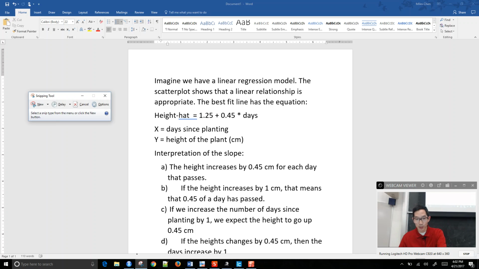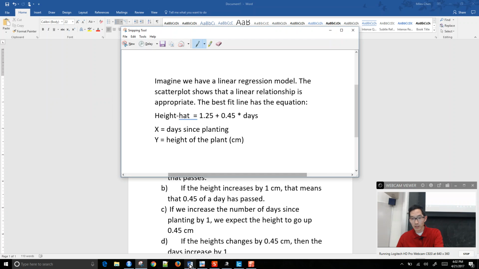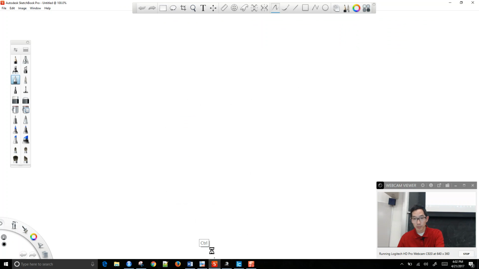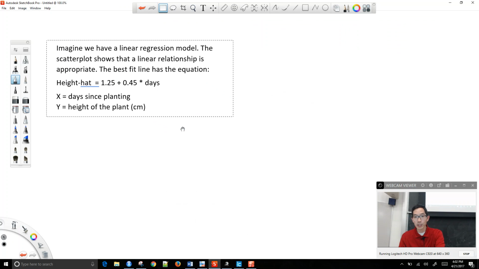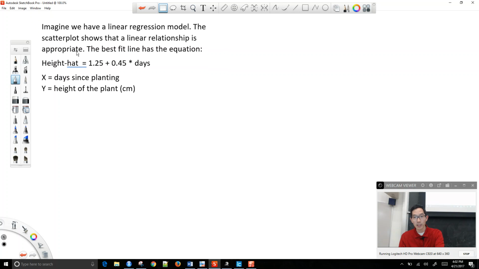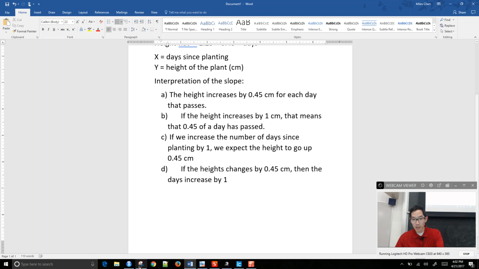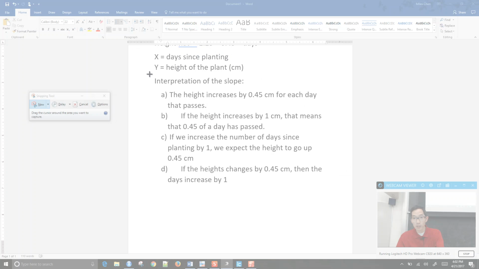Okay, so I'll copy this over. We'll start off with a clicker question. It just says, imagine we have a linear regression model. The scatter plot shows that a linear relationship is appropriate, and the best fit line has the equation height hat is equal to 1.25 plus 0.45 times days, where x represents the days since being planted and y is the height of the plant. And the question that you have to answer is, what is the interpretation of the slope?